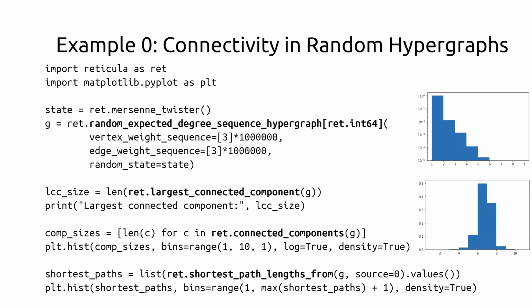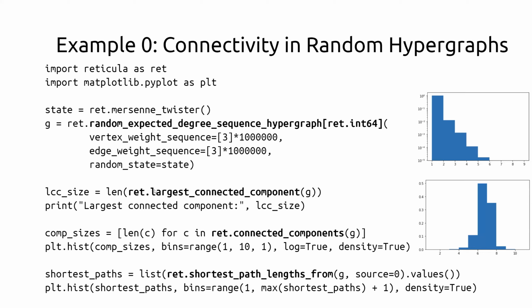Like in this example, you'd see that we're generating a random hypergraph with a specific degree sequence, and then measuring its largest connected component size, and plotting its connected component size distribution and shortest path distribution from node 0. So it's, again, a very similar general API to NetworkX. You generate your network with a function.